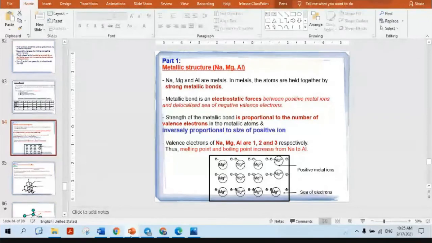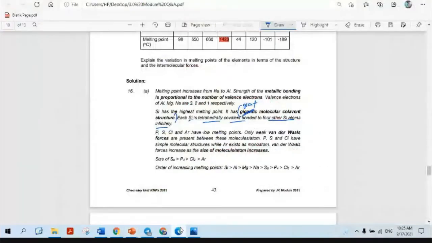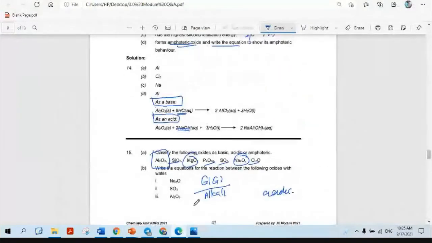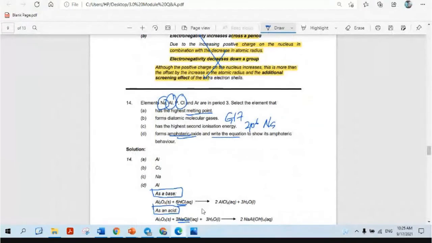Okay, now we proceed here. This objective question: which has the highest melting point? Phosphorus is non-metal, chlorine non-metal, argon a noble gas, aluminium and sodium are metals. Aluminium has 3 valence electrons, and the size of aluminium is the smallest compared to sodium. Sodium only has 1 valence electron. So the answer is aluminium in this case.